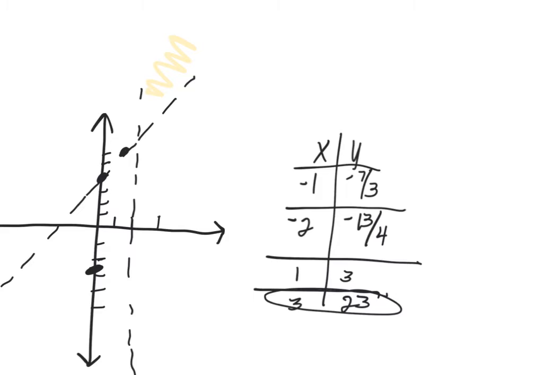However, I'll plot these. And if I plot 1, 3, let's see, 1, 3 is about right there. And if I plot negative 2, let's just do negative 1 first. Negative 1 and negative 7/3 would be about right here. No, that's not 2. About right here.